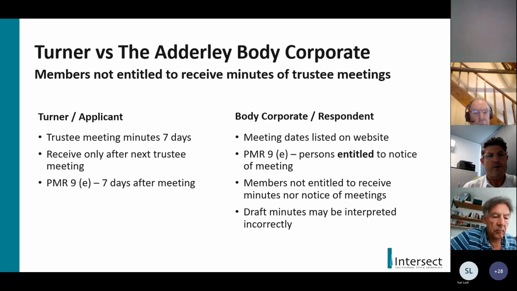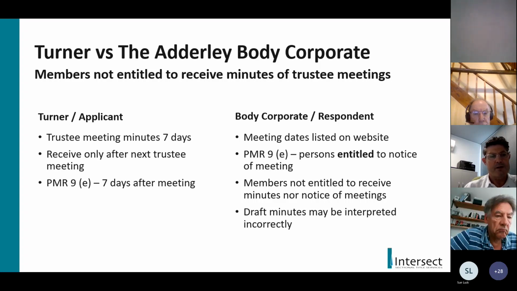In the next one, quite an interesting case, the Turner versus the Adley body corporate. The members were not entitled to receive minutes of trustee meetings. So in this case, Turner went to CSOS to ask CSOS to compel the body corporate to present the owners with the trustee minutes. The Sectional Title Schemes Management Act says that the trustee meeting minutes must be circulated within 7 days of the meeting.